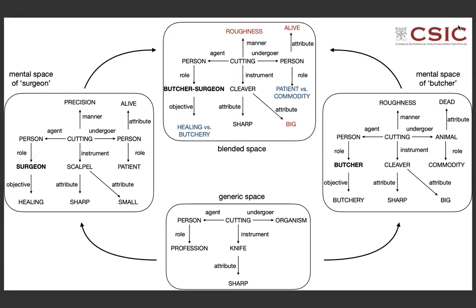And obviously these aspects that are not from the structure and that come from one side or the other, and that have these contrasts, where we are now contrasting things that were dead on one side with the other side alive, or precision on one side and roughness on the other, make it so that now in this blend we can express certain things, like that we see this surgeon as an incompetent person that works as a butcher, right?